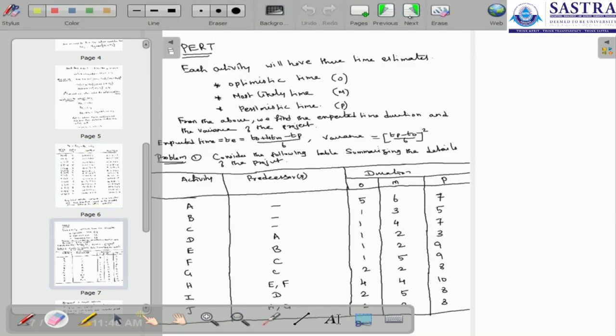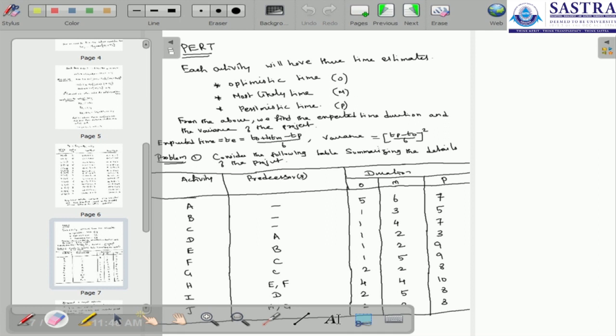The next problem is based on PERT. PERT means program evaluation and review technique, which we have already defined. Here the activities are the same, but the duration is classified into different estimates: the optimistic time, the most likely time, and the pessimistic time. So each activity will have 3 time estimates. From these, we find the expected time duration and the variance of the project. So this is PERT.